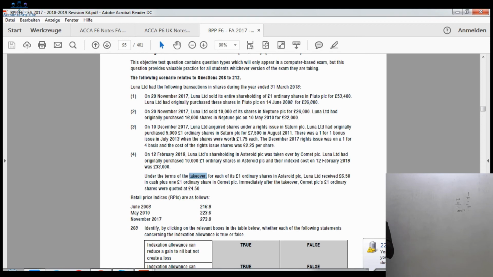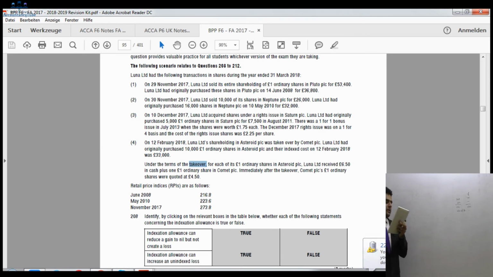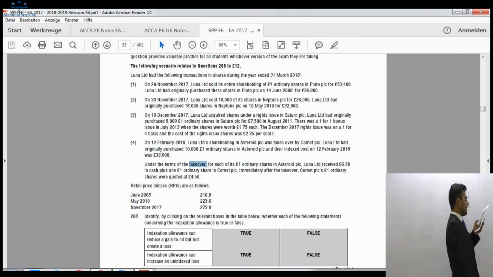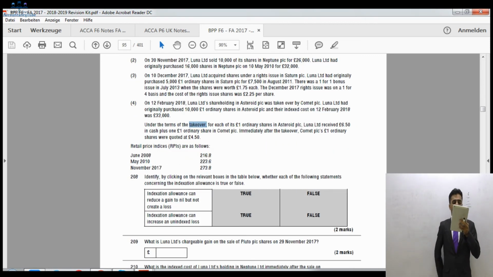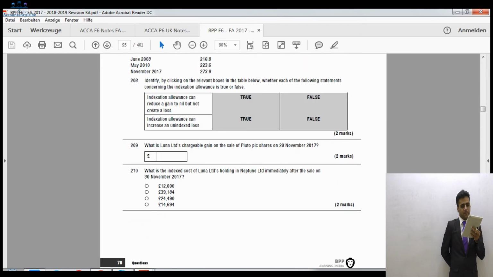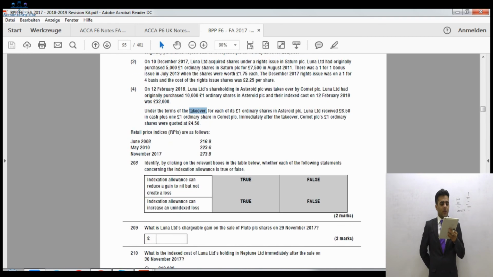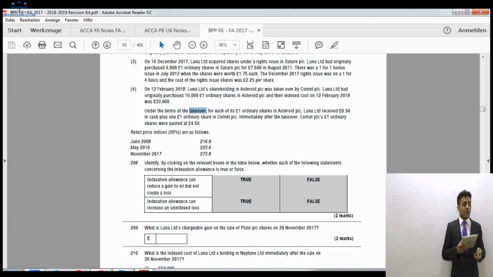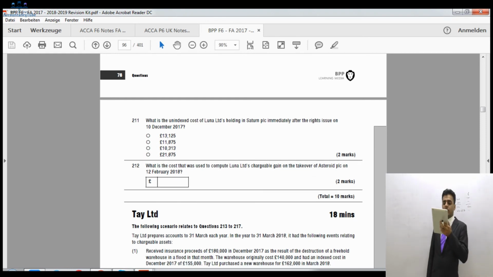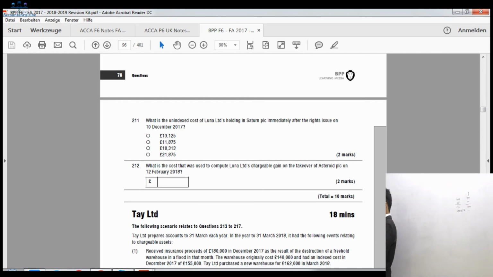If you come to question number 211, what is the unindexed cost of Lunas Limited? Not even 211, 212 please. What is the cost that was used to compute Lunas Limited's chargeable gain on the takeover of Astro PLC on 12th of February 2018? So it is a takeover. I told you when it is a takeover, we'll have to see which company is taking over which. For that as well, we'll have to read the scenario.